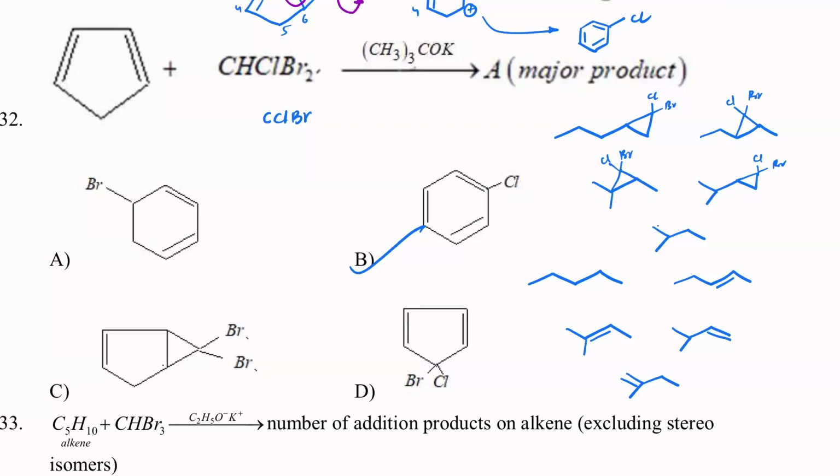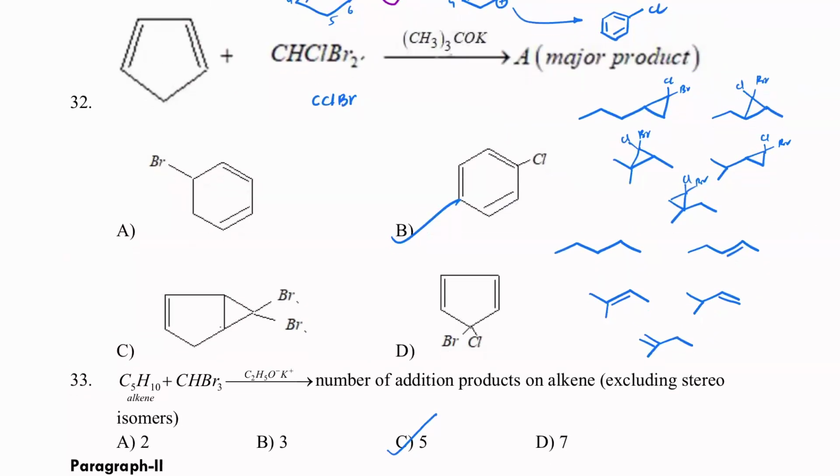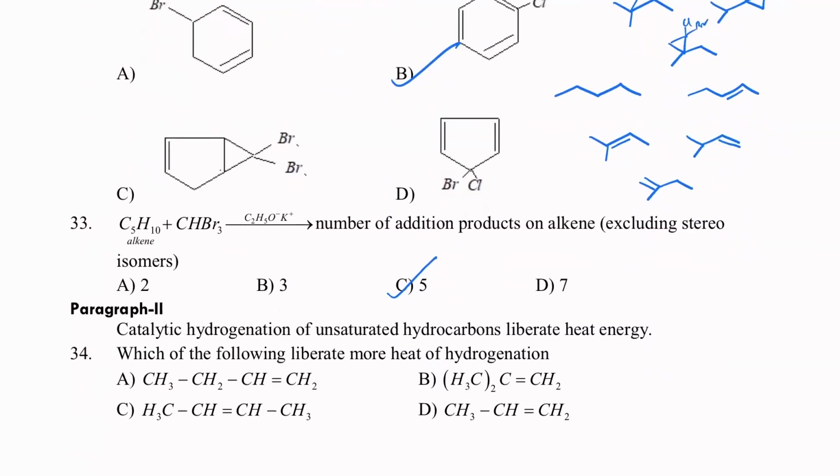Where did I not add? Here I didn't add. Like this, Cl and Br. Done. So how many we got? Total 5 products. So answer is 5. Excluding stereo, it is 5.